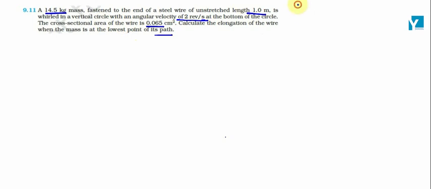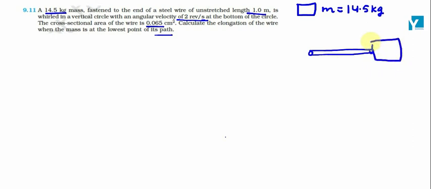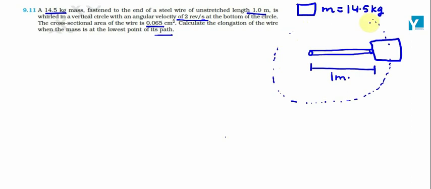We are given a mass m which is 14.5 kg, and this mass is attached to a steel wire, and the natural length or unstressed length of that steel wire is 1 meter. Now this mass is rotated in a vertical circle.